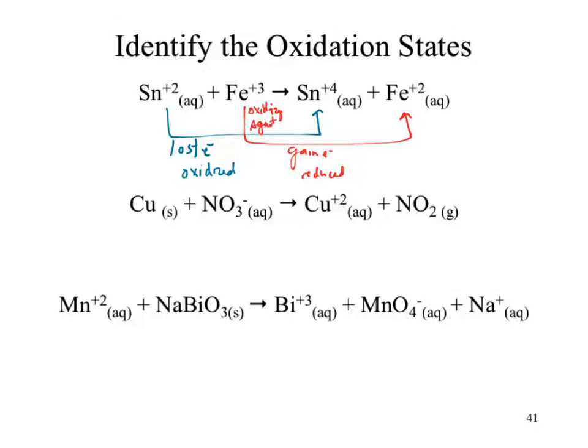What was the reductant? Reductant means the one that was oxidized. The species that was oxidized lost electrons. The one that lost electrons was tin +2. So tin +2 is the reductant.